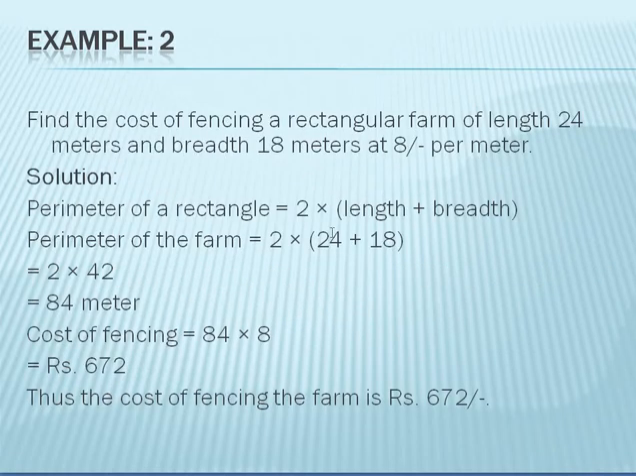Now find the cost of fencing a rectangular farm of length 24 meters, breadth 18 meters, at rupees 8 per meter. Perimeter of rectangle is 2 (length plus breadth), length is 24 meters, breadth is 18. 24 plus 18 is 42. 2 42s are 84 meters. Cost of fencing is 8 rupees per meter, so you have to multiply 84 by 8, which is 672. Rupees 672.